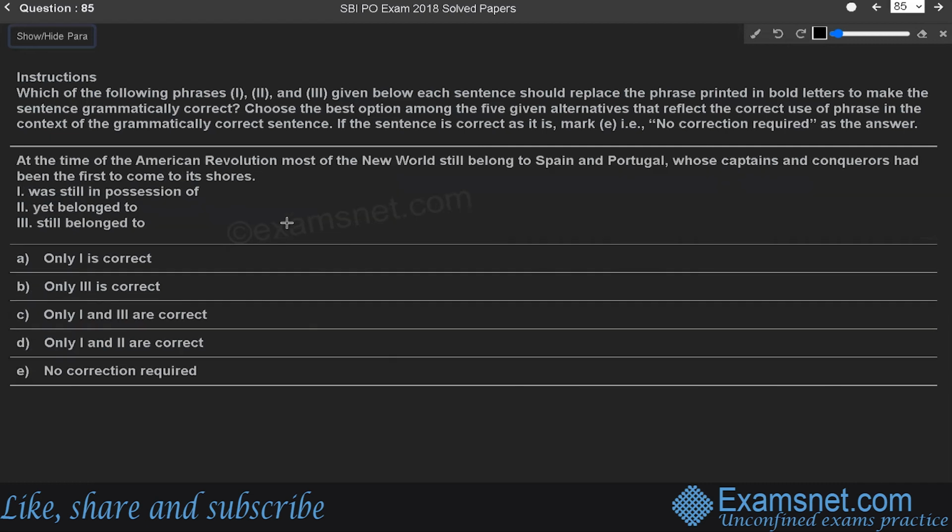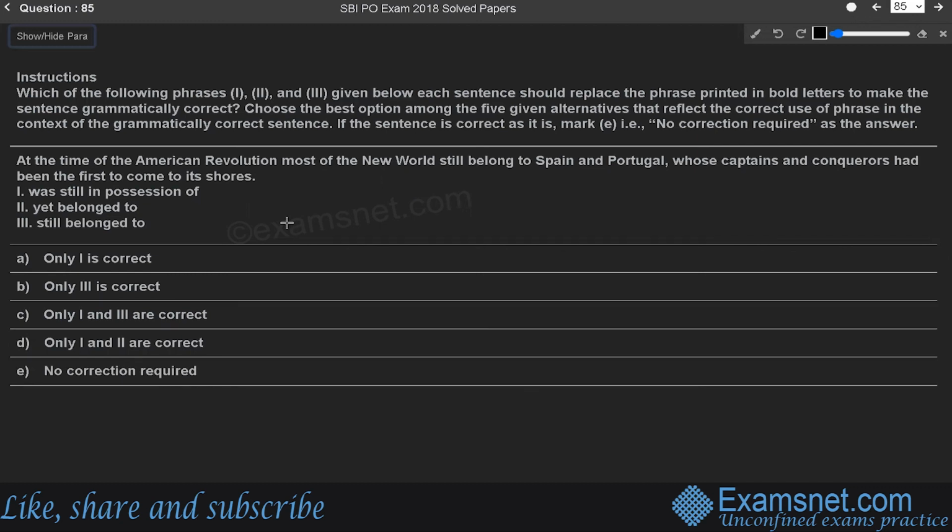Next question also has the same direction. Here the phrases are: was still in possession of, yet belonged to, and still belonged to. The sentence is in past tense, hence it should be belonged instead of belong. Hence third is correct. And first also conveys the same meaning without making the sentence grammatically incorrect. Hence first and third are correct. And second phrase is wrong.